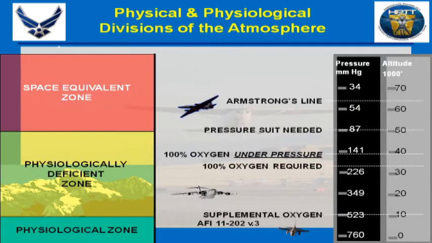Armstrong's line at 63,000 feet is the altitude at which water will boil at 98.6 degrees Fahrenheit, body temperature. Water boils at 212 degrees Fahrenheit at sea level. An individual's blood at this altitude will boil without a pressure suit due to the extremely low ambient pressure. Now that we have covered how the atmospheric pressure decreases as we increase in altitude, we will talk more in depth about how these pressure changes affect the human body.